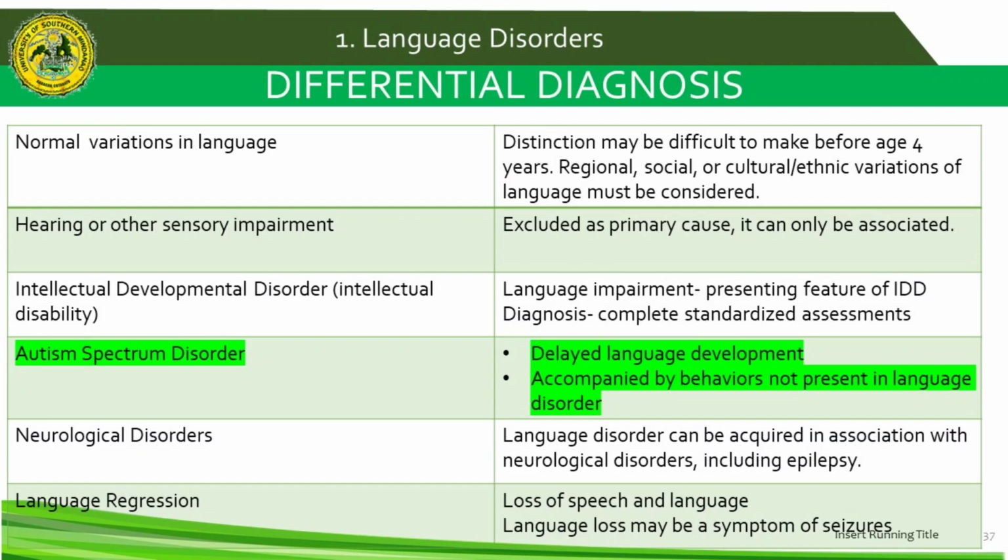Para naman sa autism spectrum disorder, so, ASD frequently manifests with delayed language development. However, sa autism spectrum disorder, it is often accompanied by behaviors not present in language disorders, such as lack of social interest or unusual social interactions. Also, odd play patterns, unusual communication patterns, and rigid adherence to routines and repetitive behaviors.